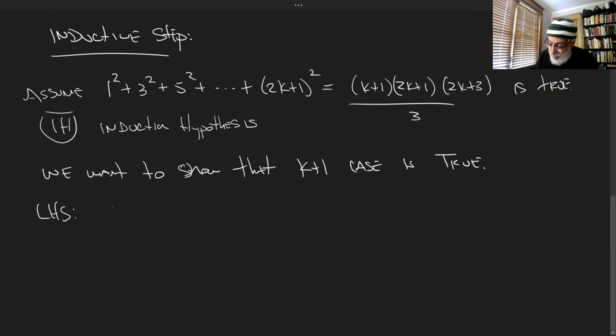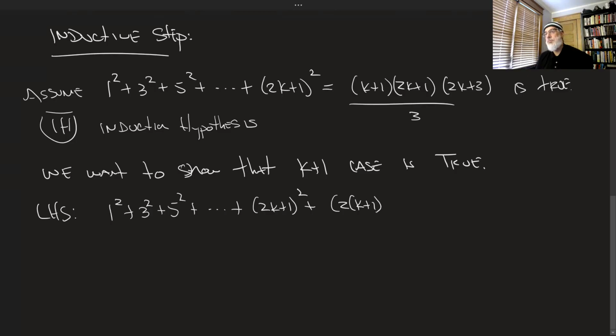So the left-hand side will be 1 squared plus 3 squared plus 5 squared plus dot, dot, dot, plus 2k plus 1 squared plus 2. Now I'm replacing this with the next term, which is the k plus 1 term. So we're thinking of integers k plus 1, k plus 2, k plus 3, and so on. On the left-hand side, replacing k plus 1 in the last term, we get the sequence of odd integers.